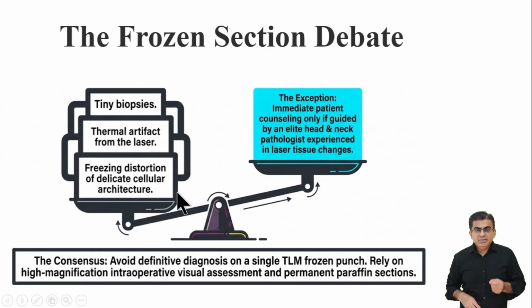Therefore, please look at the distinct consensus rule in the box at the bottom. You must avoid making definitive surgical decisions based solely on a single frozen section. Instead, you must rely heavily on your high magnification visual assessment of the tissue planes in the operating room. You must then safely wait for the permanent paraffin section for your absolute final confirmation.